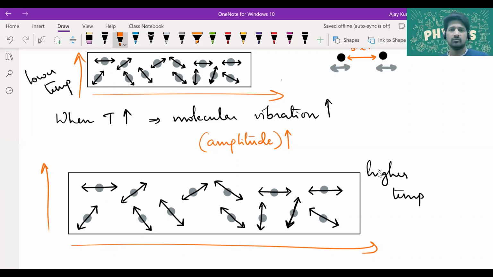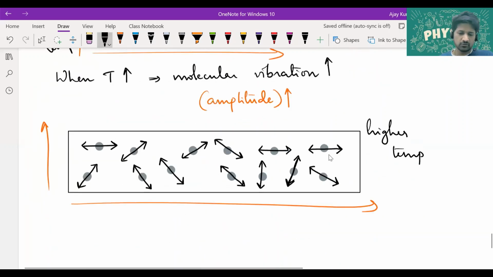So that is the basis of thermal expansion, and we will restrict our discussion to expansion of solids and liquids. Expansion of gases will be dealt with separately in the next part of this chapter called thermodynamics. Okay, fine.